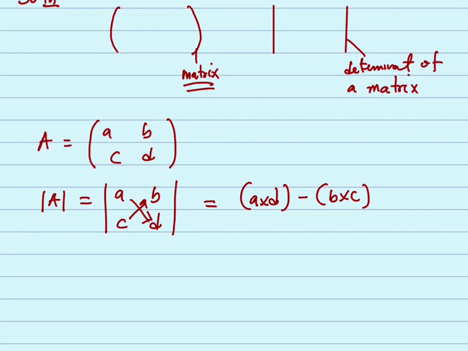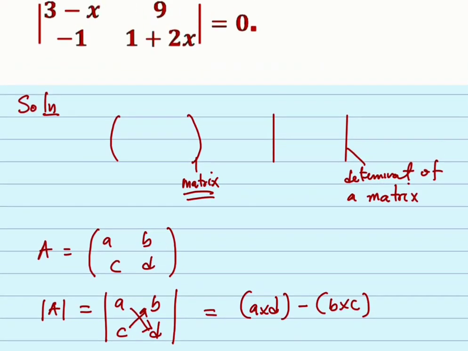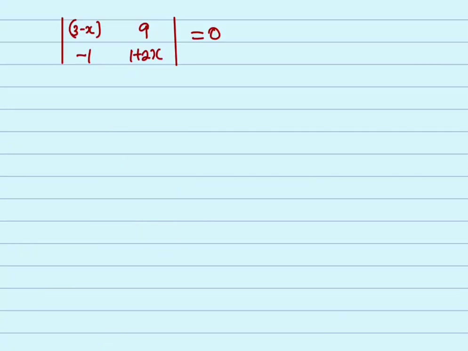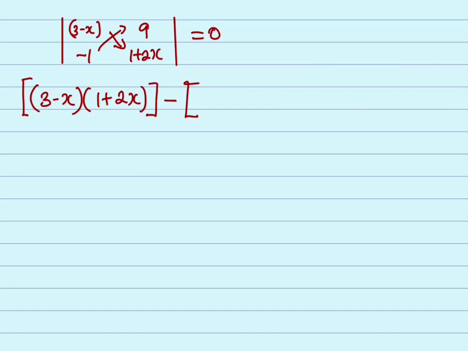Because of this knowledge, I think we are ready to work this question out. So can we just work it together now? From what we learned, the right diagonal, the left diagonal. The right diagonal is 3 minus x, then multiplied, okay, this is the multiplication for the right diagonal. Now minus, remember, the left diagonal is minus 1 times 9. So we have it, everything is equal to 0.